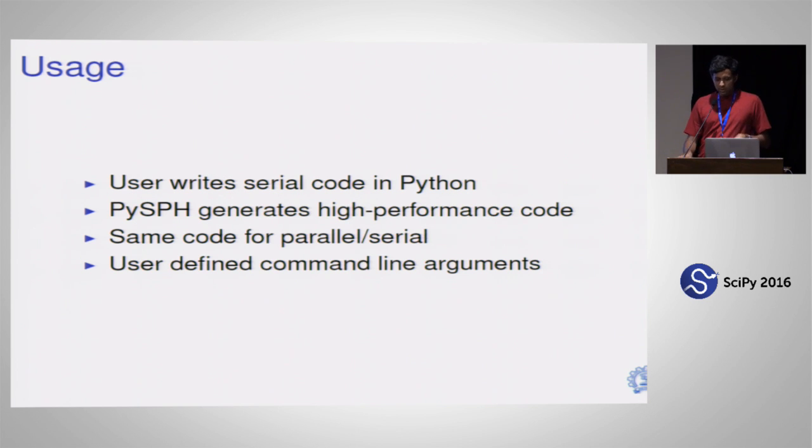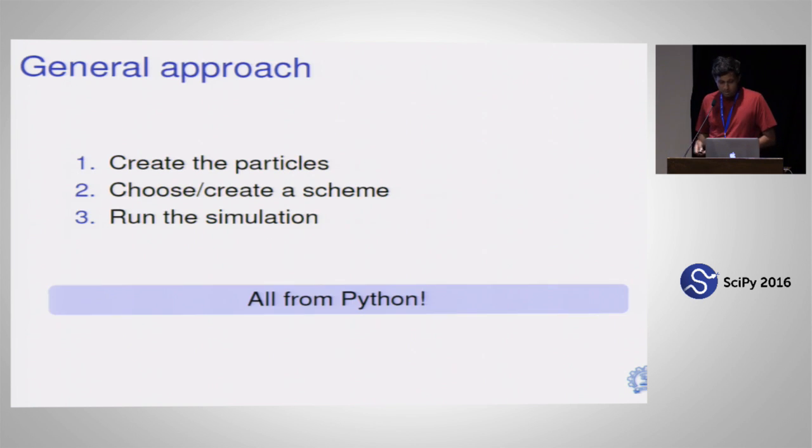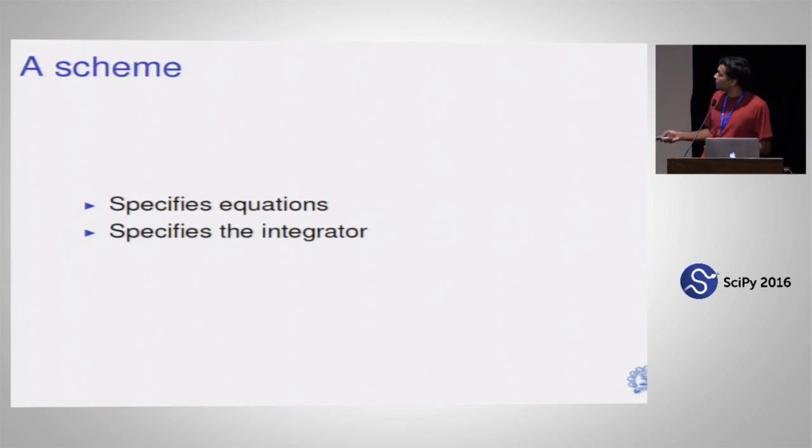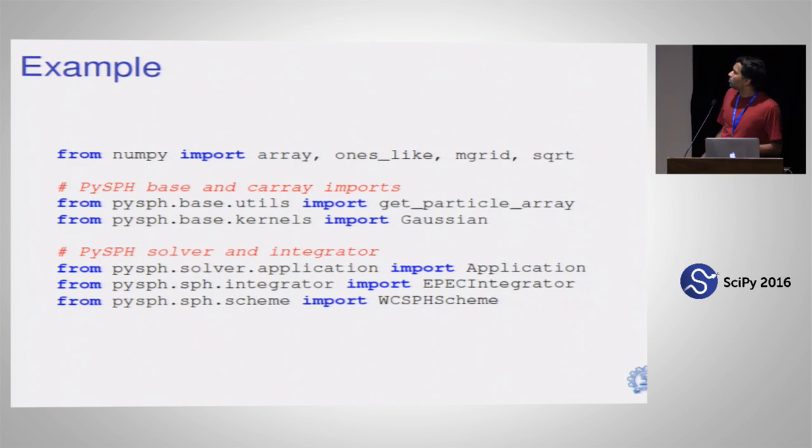So the idea is the user writes serial code in Python. PySPH generates the high-performance code, and the same exact code is used for parallel and serial stuff. So the way it works is you create a bunch of particles, you choose a scheme, and you run the simulation. If you want to create a scheme, basically the scheme specifies a bunch of these equations, and you specify the integrator. So here's a quick example.